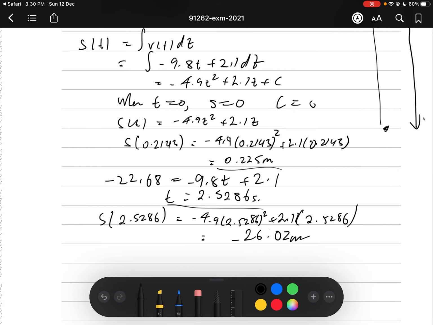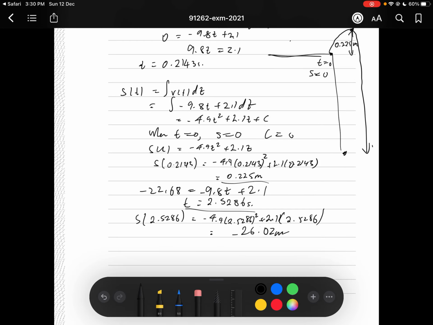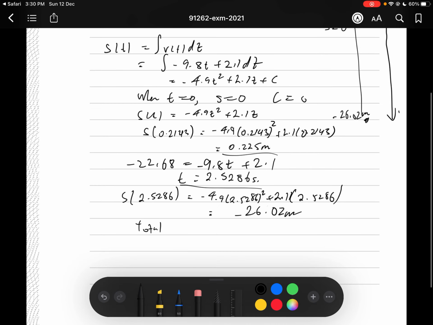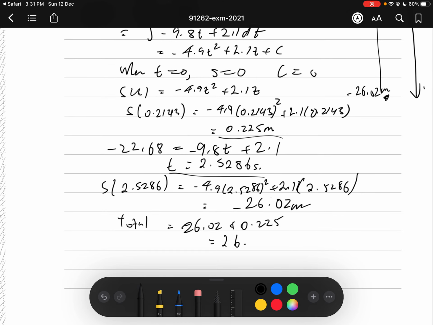Remember that this displacement is with respect to the top of the cliff, so that's here. So this will be negative 26.02 meters with respect to the cliff top. In this case, our total distance will be 26.02 plus 0.225, and that should give us an answer of 26.24 meters. That should be our final answer for this question.